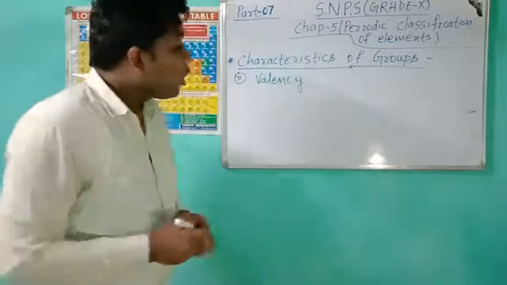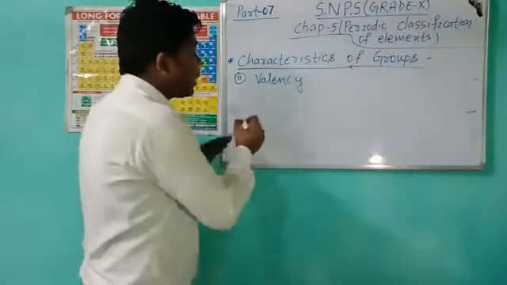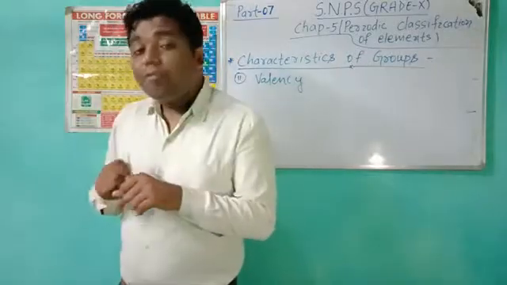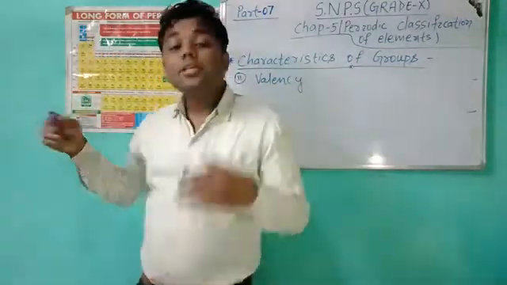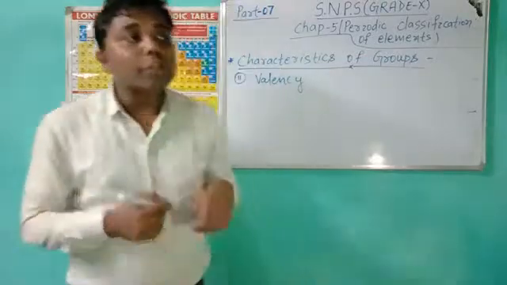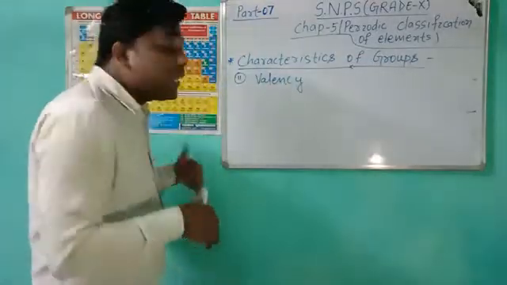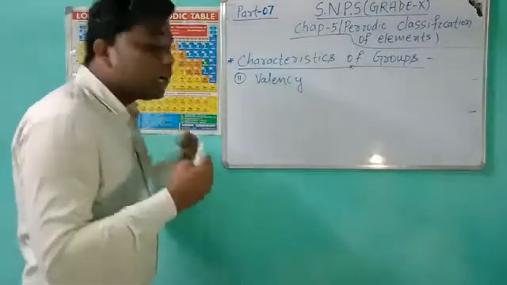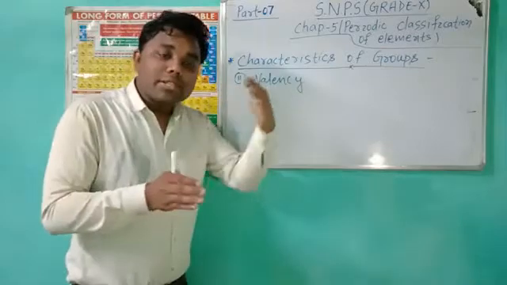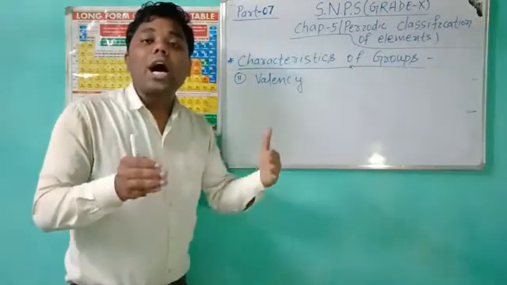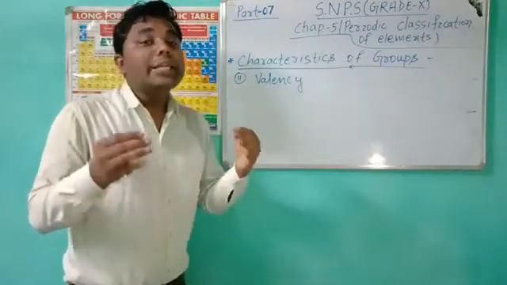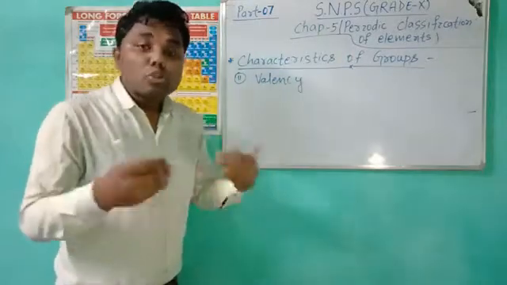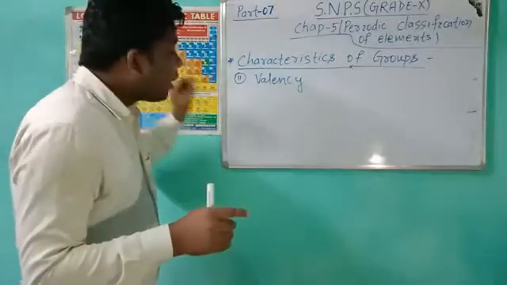If we talk about the first group, then we can see that the valency of group 1 is the same, that is 1. And if we talk about group 17, its valency is 1, because these are non-metals and they have 7 electrons in the outermost shell, and they only gain 1 electron to complete the octet, so they have valency 1.